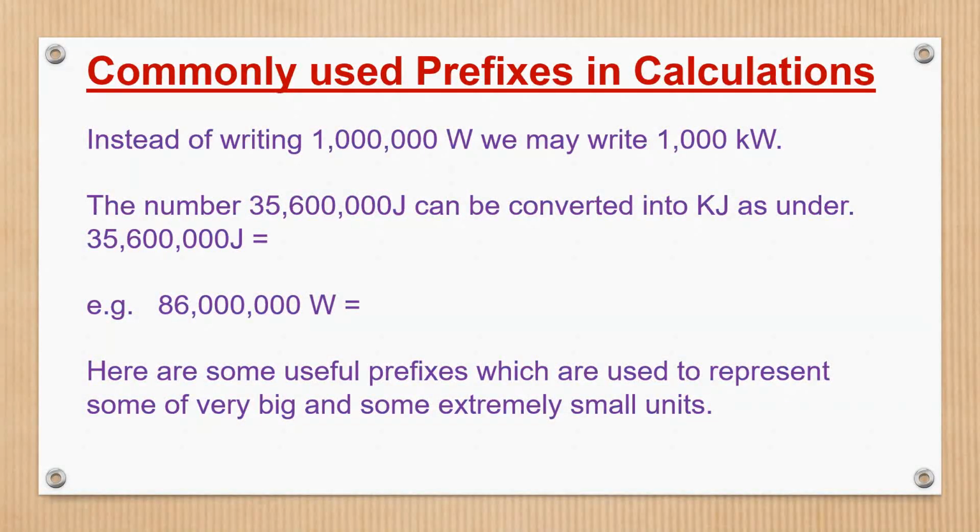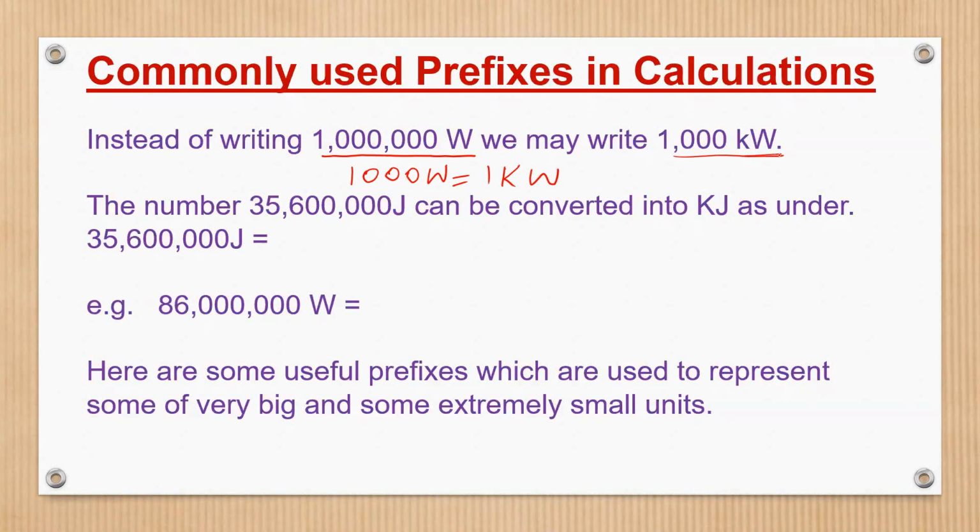Now we can discuss commonly used prefixes in calculations. Instead of writing 1 million watts, we can write 1,000 kilowatts. Actually, 1,000 watts equals 1 kilowatt. That's the reason we can convert this big number into kilowatts.